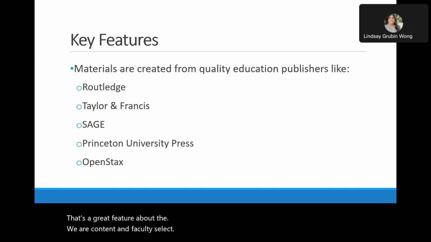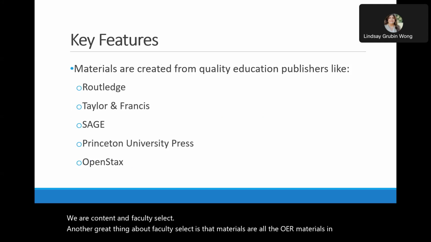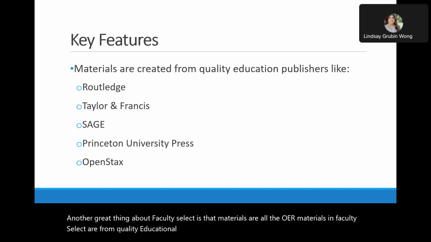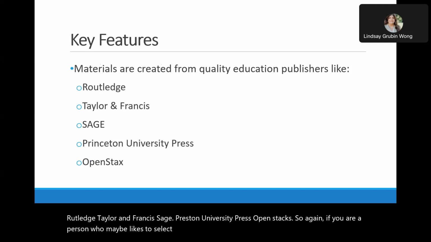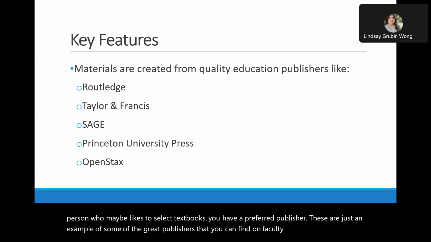Another great thing about Faculty Select is that all the OER materials in Faculty Select are from quality educational publishers. Some of them you might recognize, like Routledge, Taylor and Francis, Sage, Princeton University Press, OpenStax. So again, if you are a person who maybe likes to select textbooks, if you have a preferred publisher, these are just an example of some of the great publishers that you can find on Faculty Select.